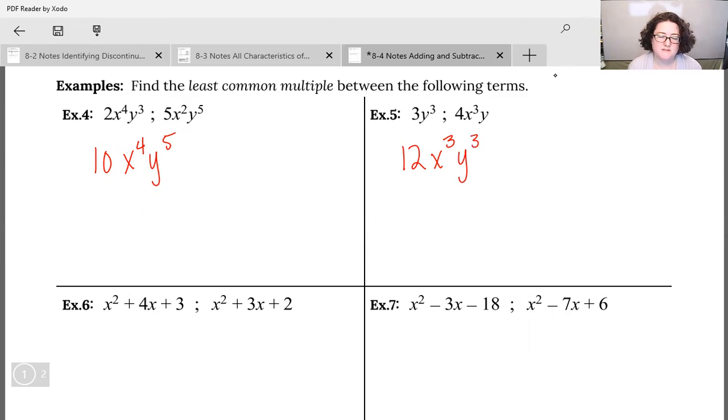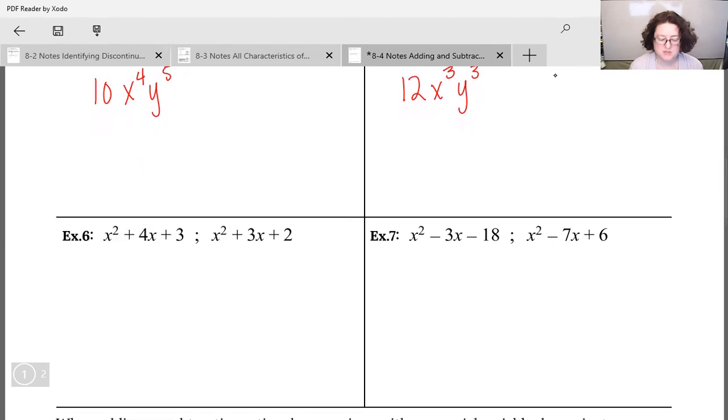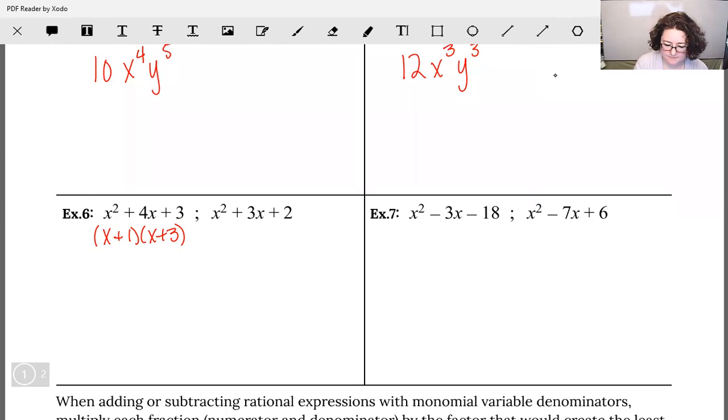So let's look at this with factors now. For this, we actually need to factor out these expressions to know what we're working with. So x squared plus 4x plus 3 would factor out as x plus 1 and x plus 3. Let me switch up my color for the second one. So second expression, x squared plus 3x plus 2. Well, now I'm going to look at positives, so x plus 1 and x plus 2.